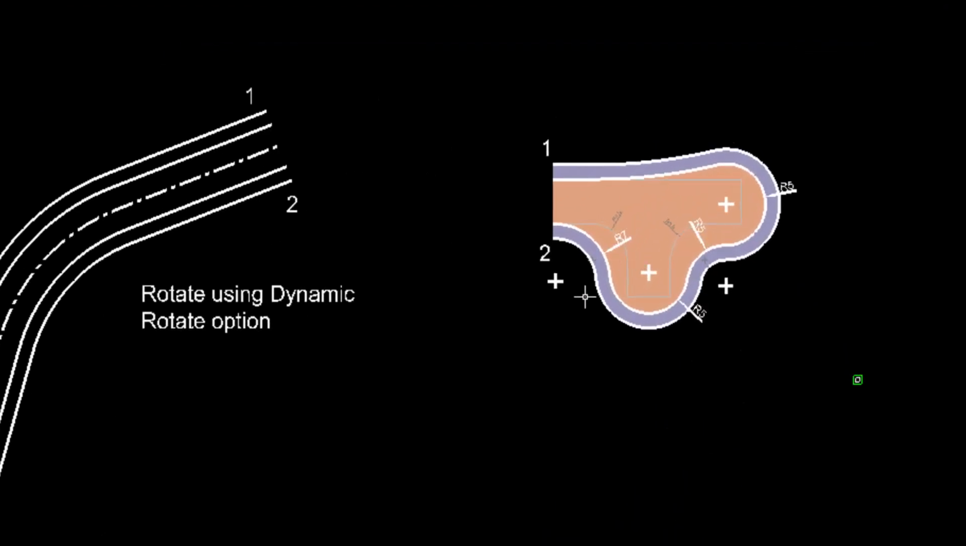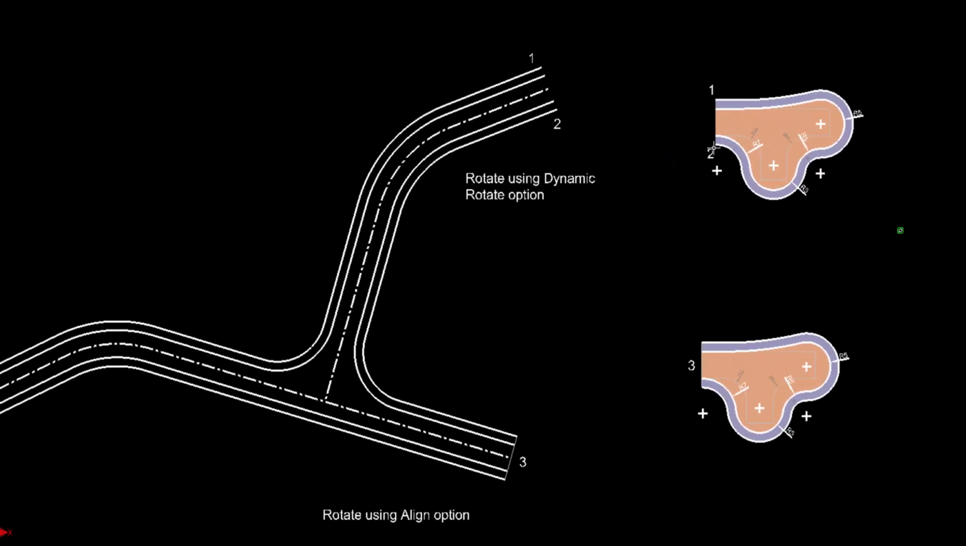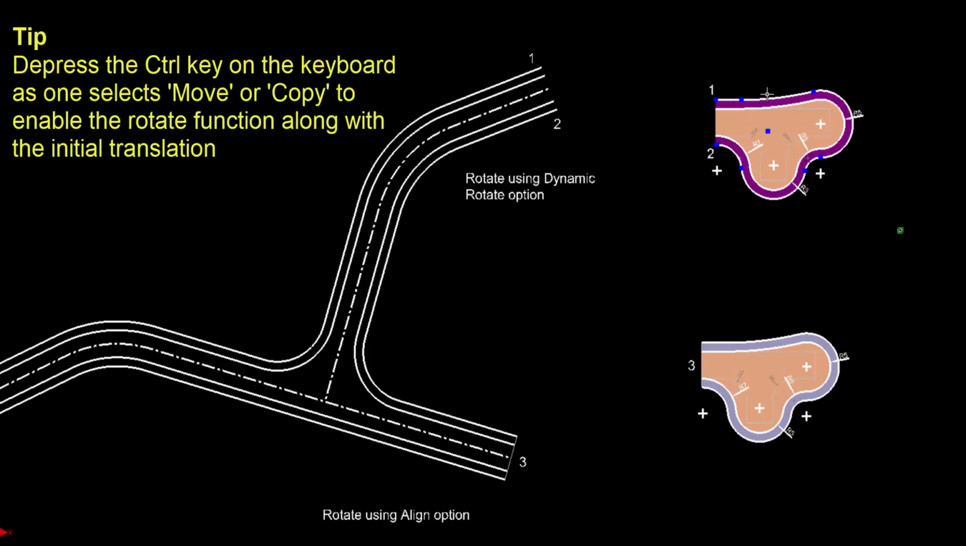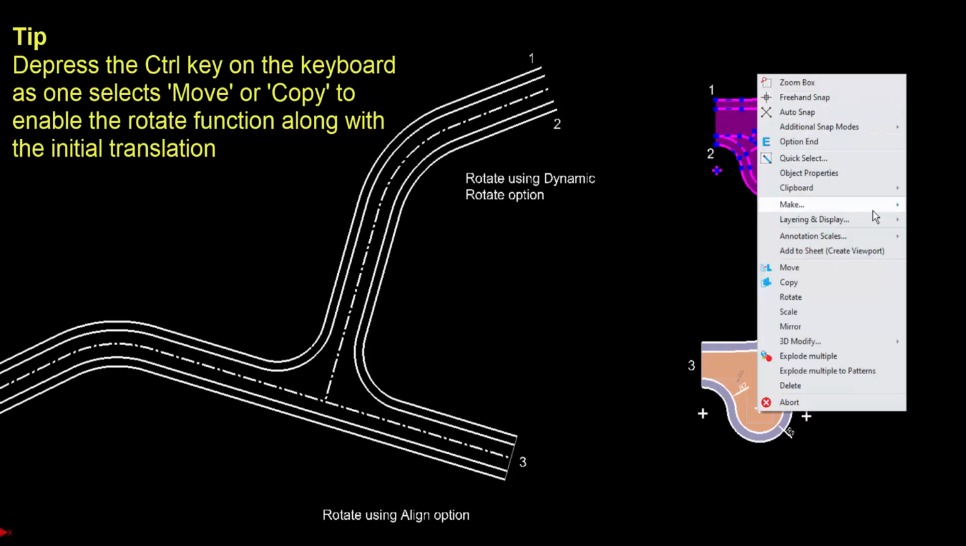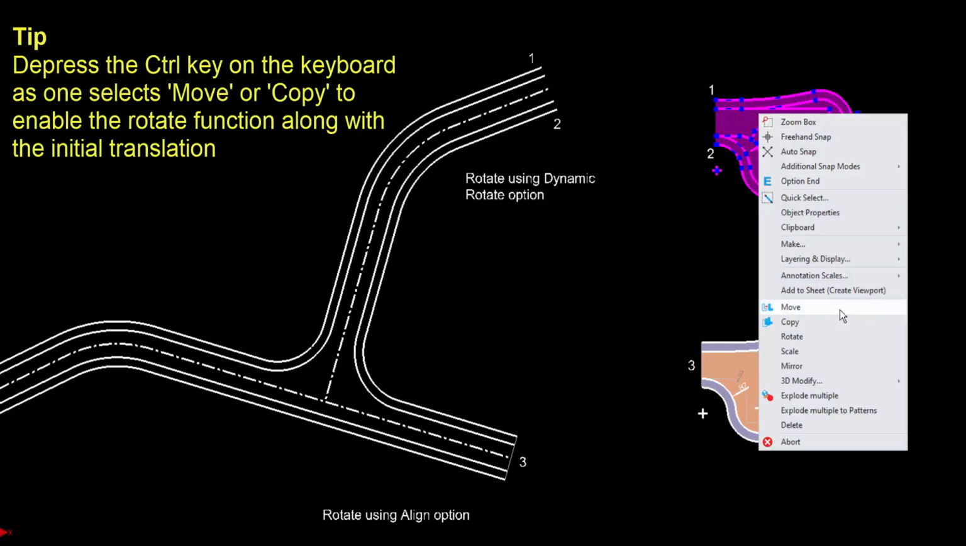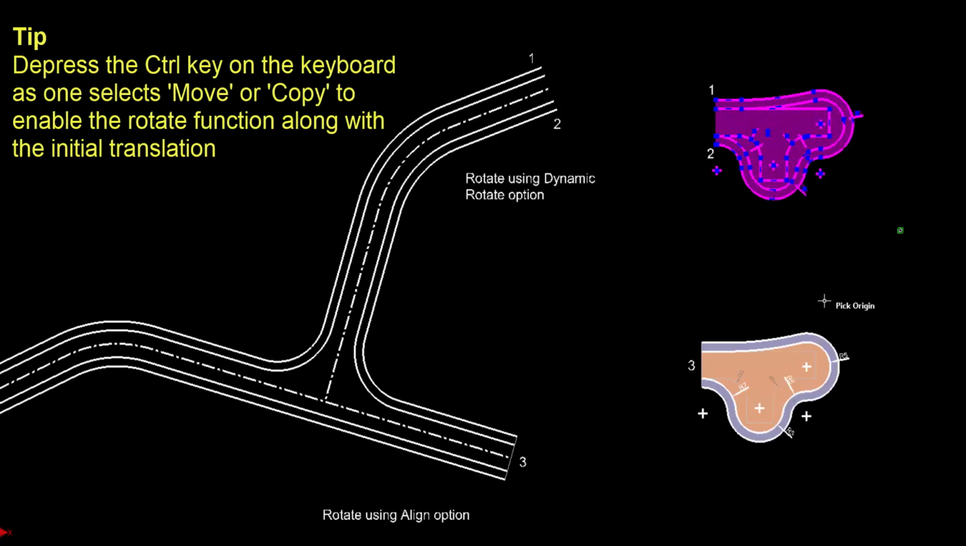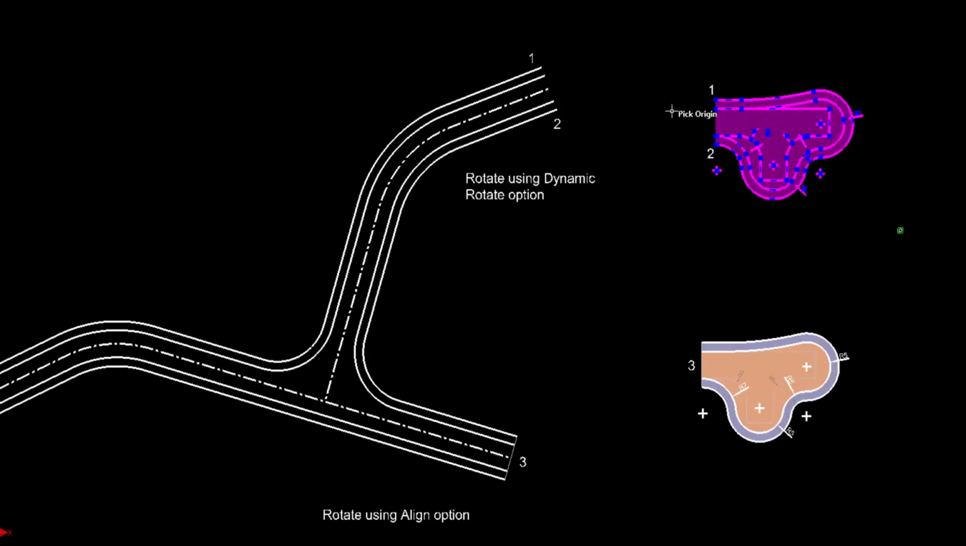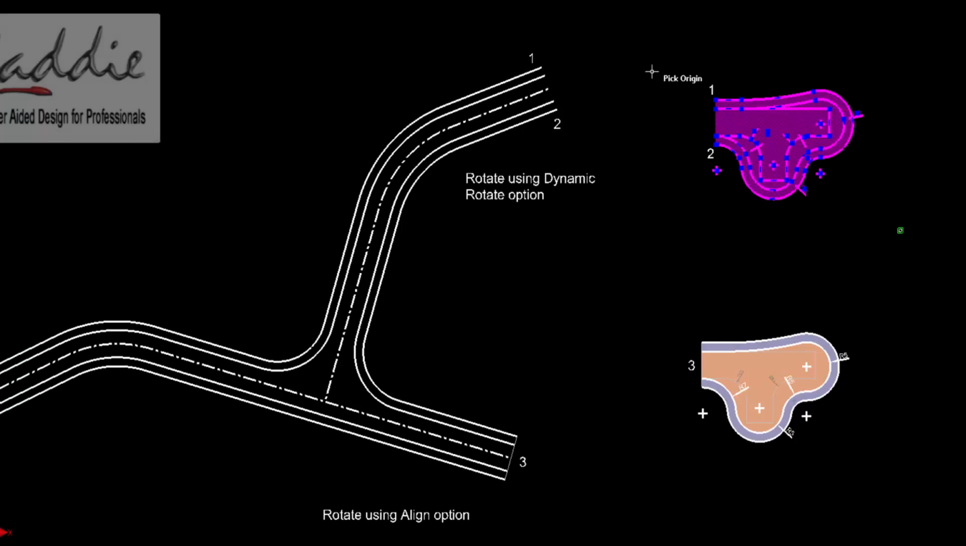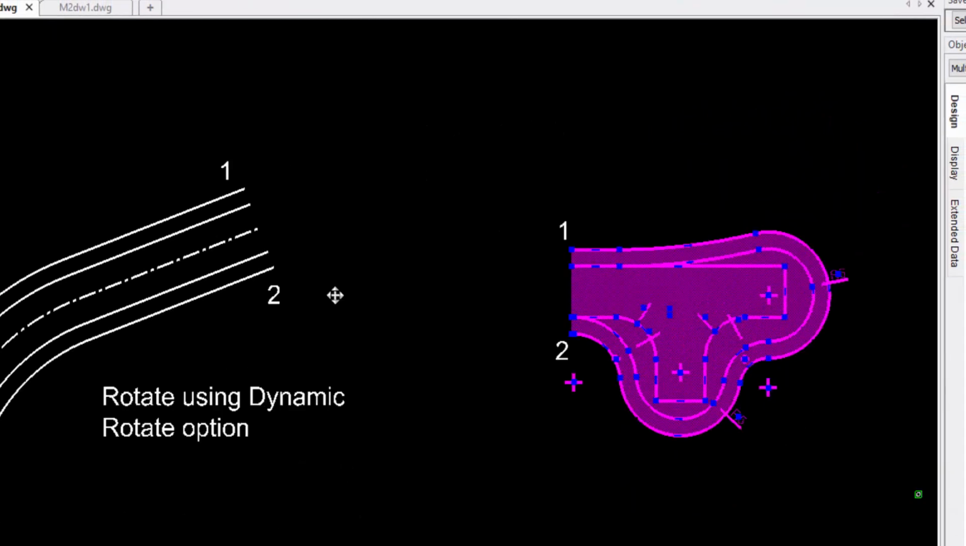So we're going to use the context menu. We're going to take point 1, match it to point 1, and then we're going to rotate point 2 to point 2. If we select our objects there and right click, we'll see that we've got move, copy, and rotate. I can go to move and press the control key at the same time. It asks me for the origin, so we'll just zoom in here.